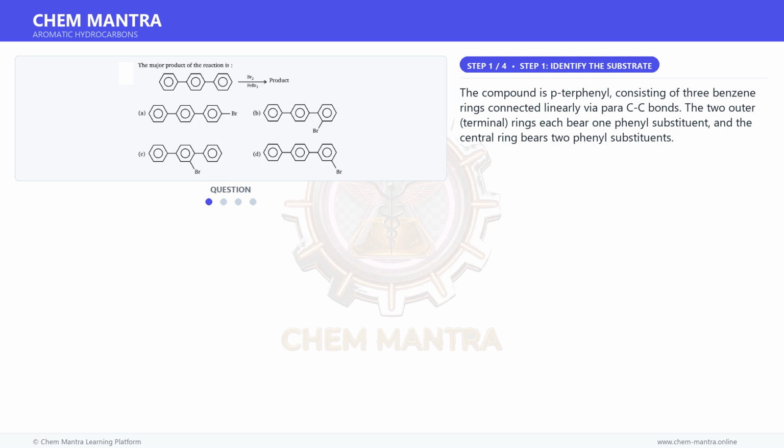The compound is p-terphenyl, consisting of 3 benzene rings connected linearly via para C-C bonds. The 2 outer, terminal rings each bear 1 phenyl substituent, and the central ring bears 2 phenyl substituents.